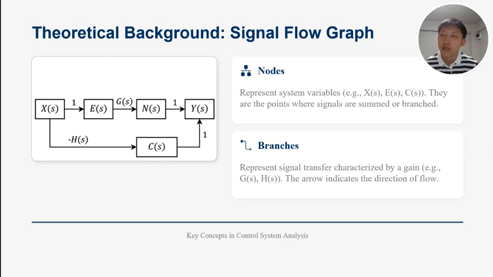Branches represent signal transfer characterized by a gain, for example, G(s), H(s). The arrows indicate the direction of flow.